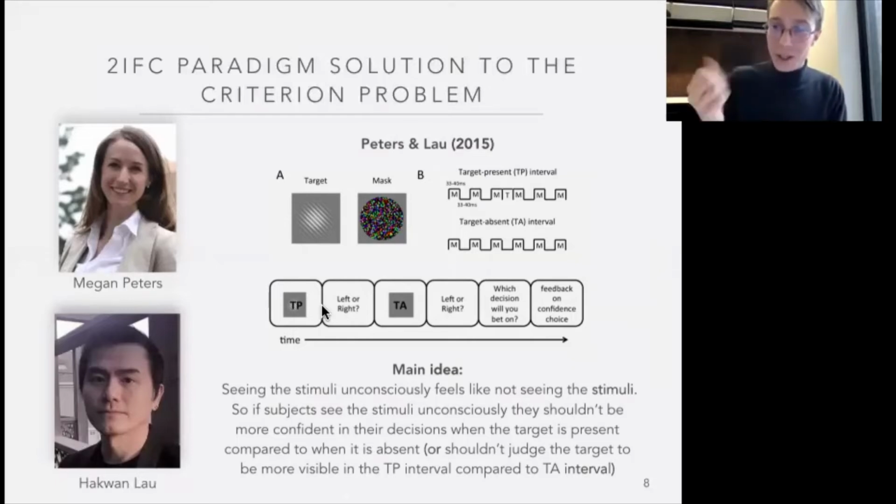Seeing something unconsciously feels like not seeing the thing. So if you see this target unconsciously, you should judge the target to be as visible as no target, right? You should judge the target to be just as visible as nothing. That's what unconscious perception feels like. So if the subjects see the stimuli unconsciously, they shouldn't be more confident in their decisions when the target is present compared to when the target is absent, and they shouldn't judge the target to be more visible when it's present compared to when it's absent.